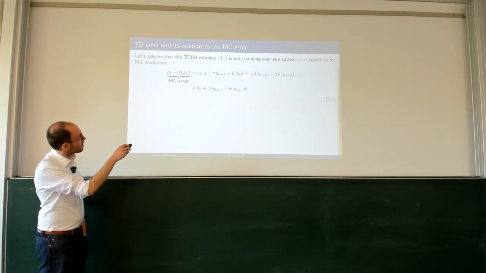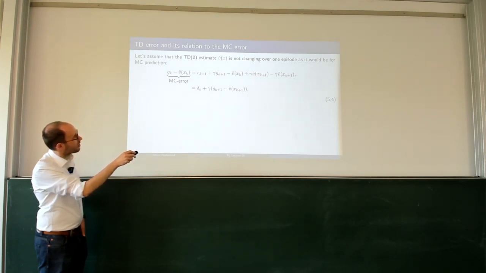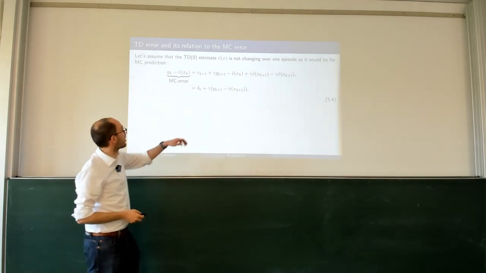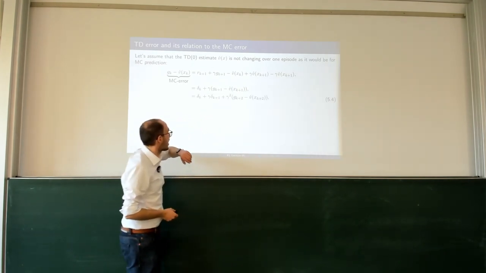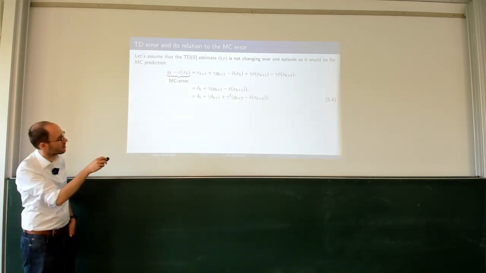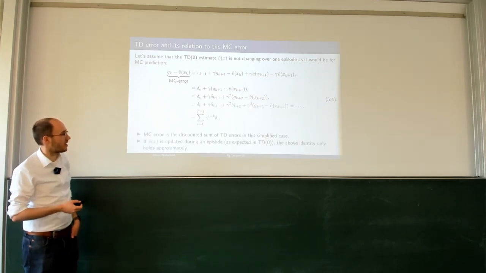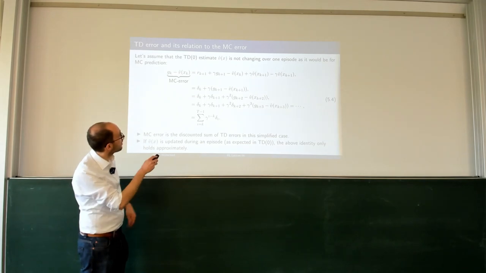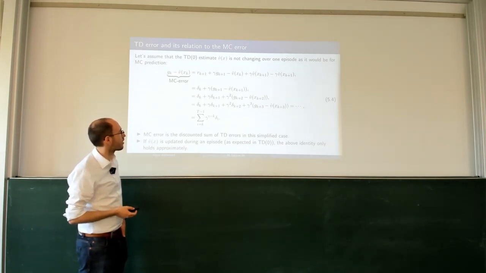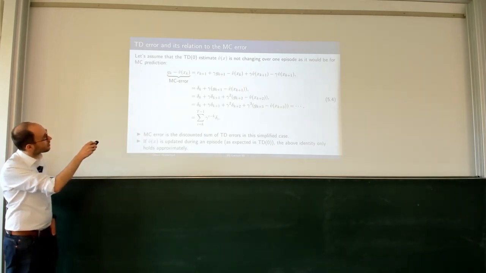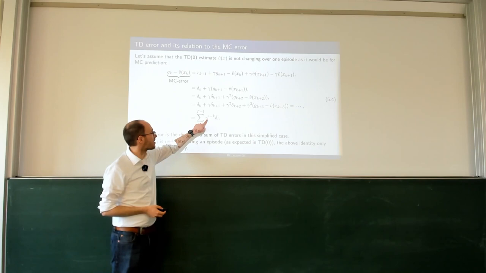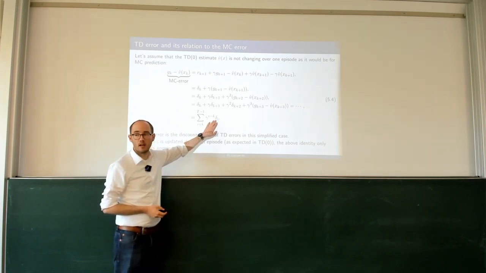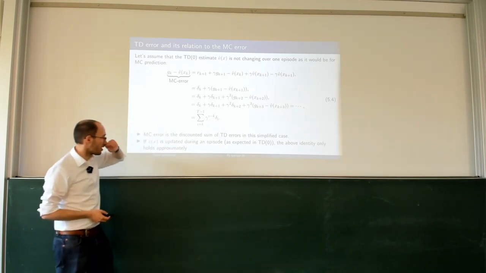Then this part here, the R_{k+1} minus V(x_k) plus gamma V(x_{k+1}), is exactly our TD error. The rest of the equation is gamma times G_{k+1} minus V hat, and this can then be reapplied using the MDP formulation again and again. What we find is that under the assumption that the TD error is not changing over the course of an episode, the Monte Carlo error, where we combine the state value estimate with the episodic return, is the same as the discounted sum of the TD errors. Okay? In the simplified case.